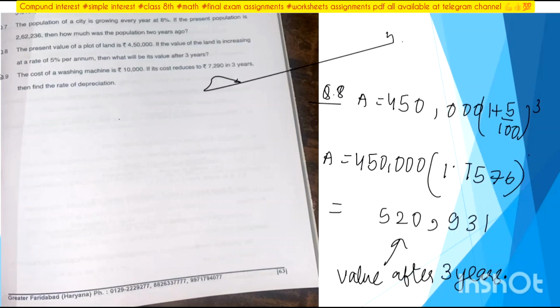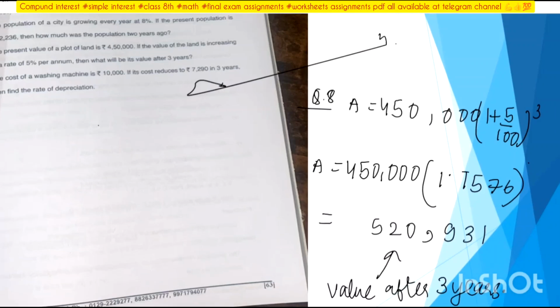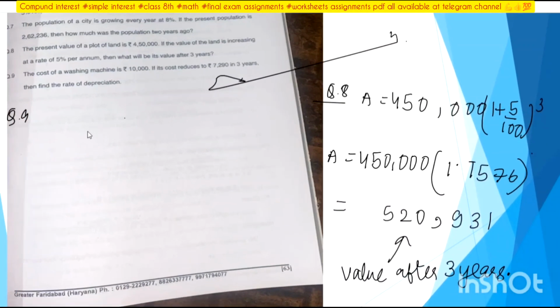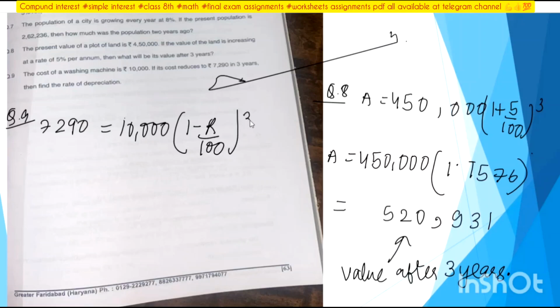Question number 9: they are saying the cost of a washing machine is rupees 10,000. If it got reduced to 7290 in 3 years, then find the depreciation. See, in the very first class I told you that depreciation means a minus sign and increment means a plus sign in compound interest. After depreciation the amount reduced to 7290, applied on 10,000 as the principal. They ask us to find the rate, and 3 years is the time.